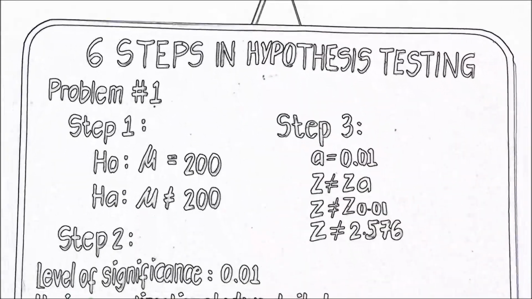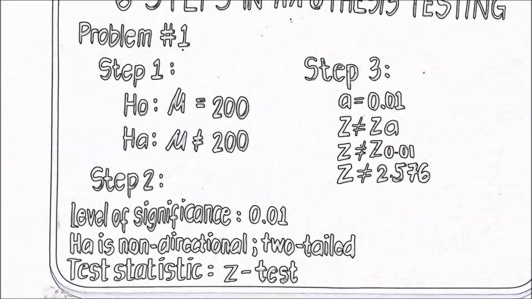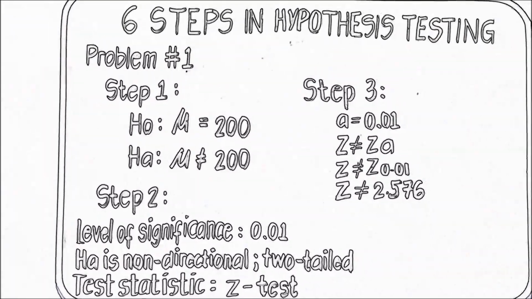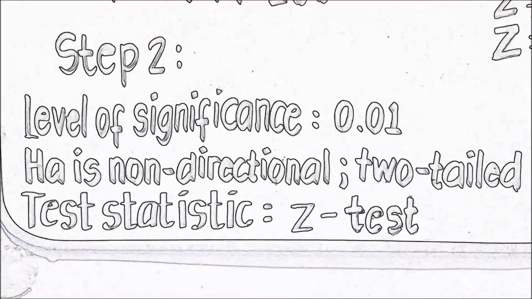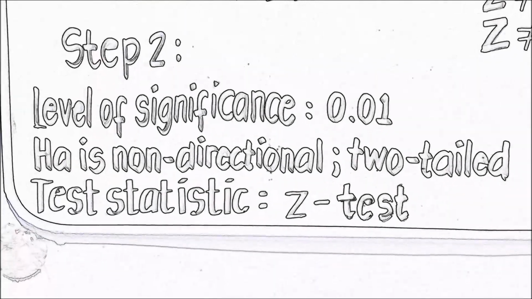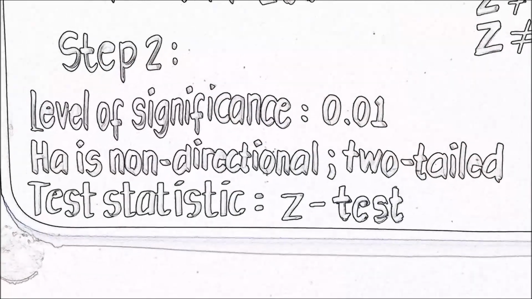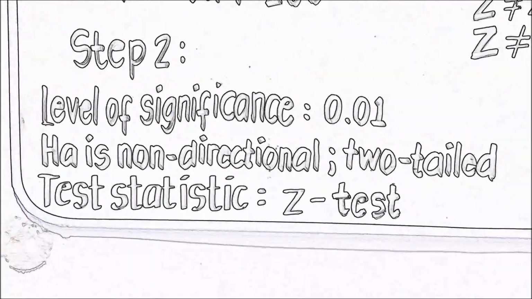Steps in hypothesis testing. Step 1. Determine the null hypothesis, which is the mean is equal to 200, and the alternative hypothesis, which is the mean not equal to 200. The second step is to determine from the given problem its level of significance, which is 0.01. The alternative hypothesis is non-directional, two-tailed, and the appropriate test statistic is the z-test because the random sample is equal to 30.